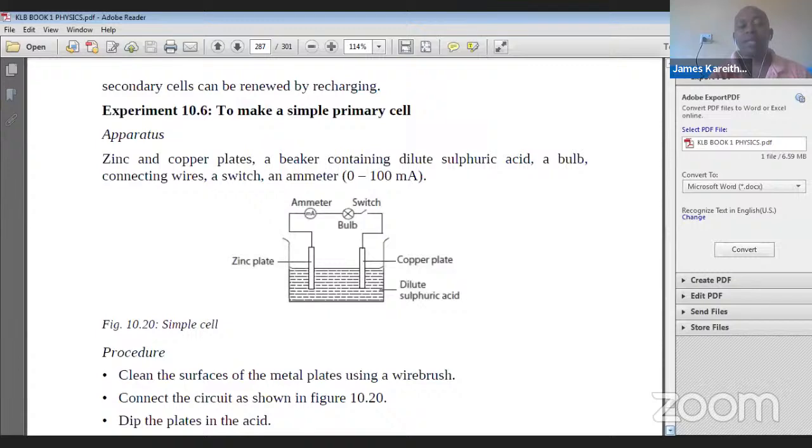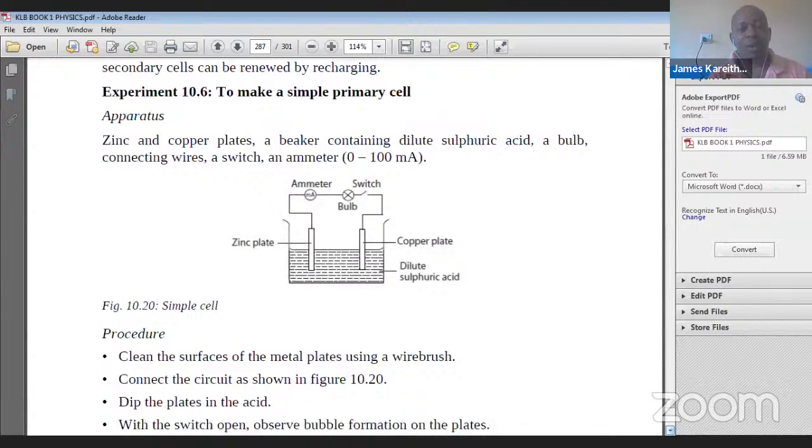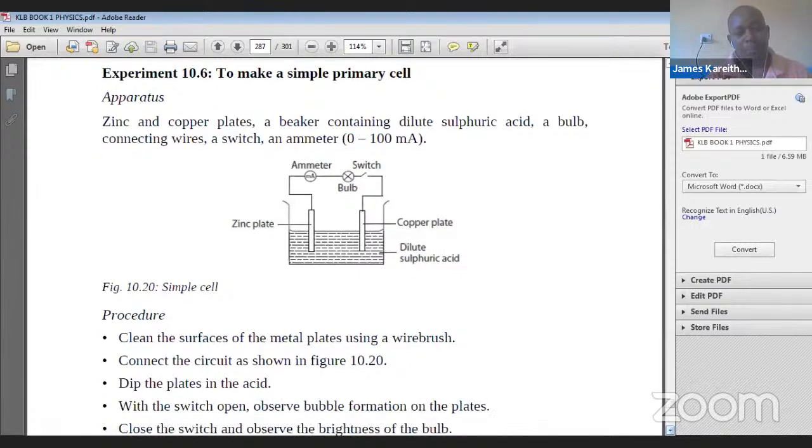Now we have a good example here on the screen. On the screen, the conductor that is being used is dilute sulfuric acid. What name did we give to dilute sulfuric acid as a conductor? Electrolyte. Very good. So in this case, we are using dilute sulfuric acid as our electrolyte.